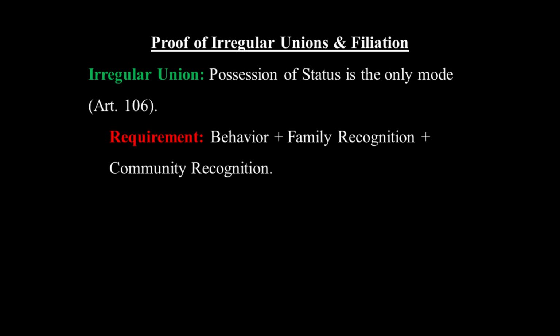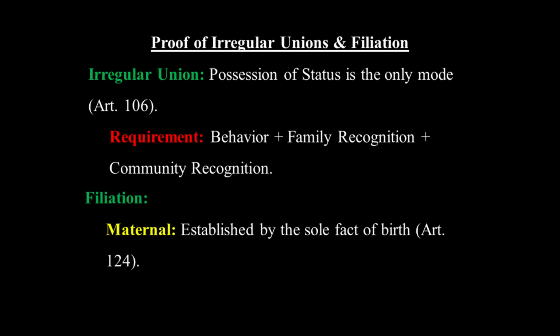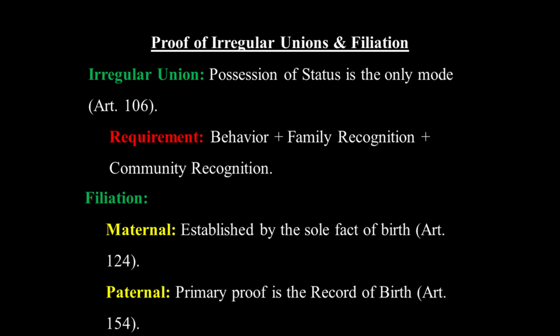Finally, let's cover filiation. Maternal filiation is established by the sole fact of birth under Article 124. No formal proof is required beyond establishing that the woman gave birth. Paternal filiation is primarily proved by the record of birth under Article 154. The multiple-choice question trap: you can only use possession of status of the child if you first prove that a birth certificate was never issued or was lost, destroyed, or stolen. You cannot simply choose to use status if a record exists.